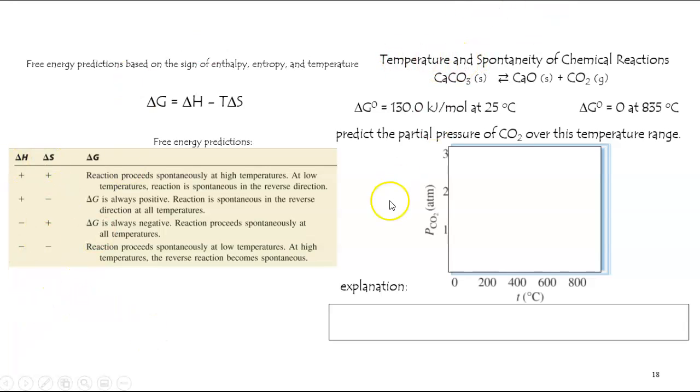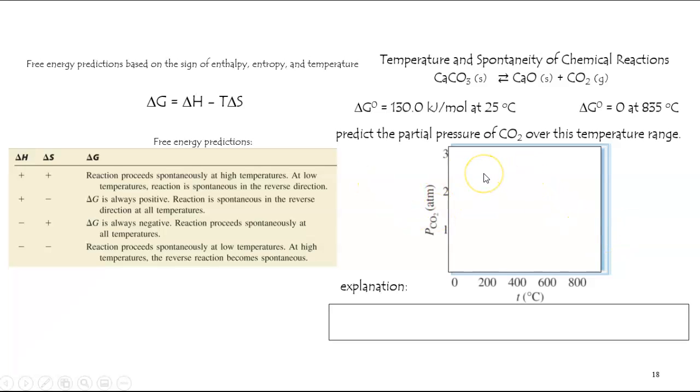Let's consider a chemical reaction here. We're taking some chalk and we're decomposing it. The change in the free energy at room temperature is positive. It's non-spontaneous. But when you hit 835, it becomes spontaneous. So consider what will happen to the partial pressure of carbon dioxide. That's the product, over a temperature range.